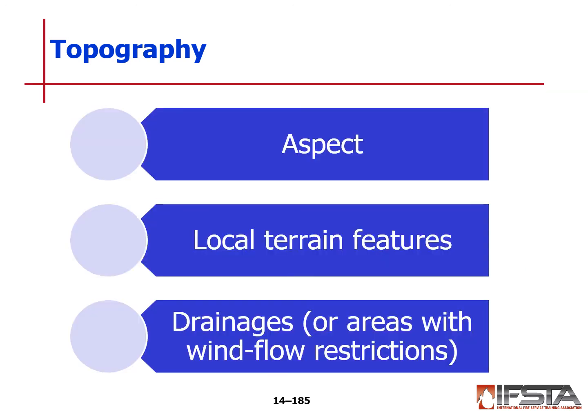The aspect, which is the side, whether it's north, south, east, or west, we know the north side has more moisture content. The local terrain features, any drainages or areas with wind flow restriction. And we have to remember that drainage and canyon type areas can really cause an accelerated fire that burns up through them.